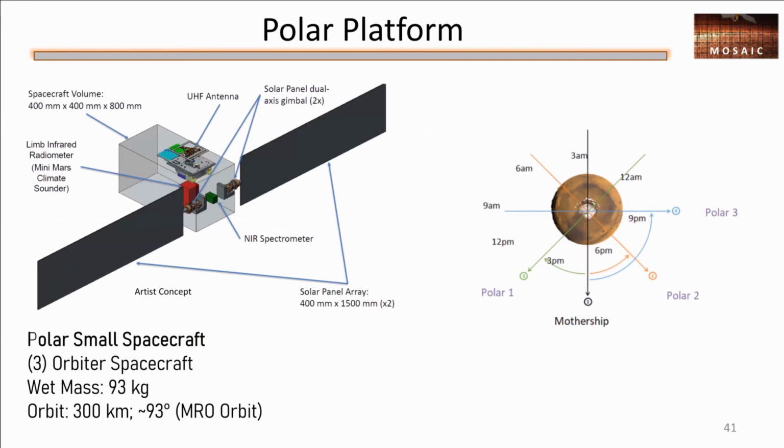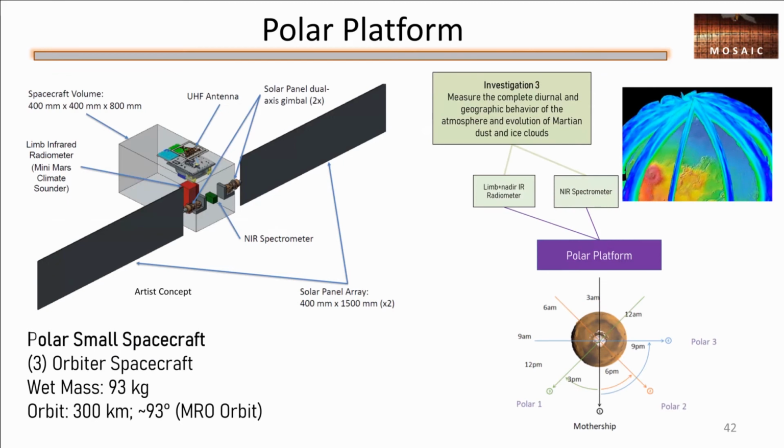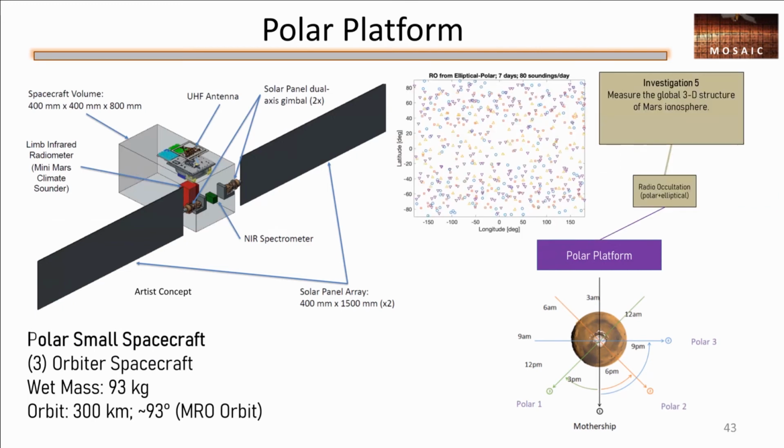Okay, so next, the Polar Platform. These are small spacecraft. They're not quite CubeSats, but they're definitely small with just the limb radiometer and the near-IR spectrometer. The idea here is to place them in these sort of complementary orbits with the mothership so that eight local times of day are sampled at the same time. This is the other half of Investigation 3 with the Polar Platform, allowing us to see how the vertical structure changes as the day goes by.